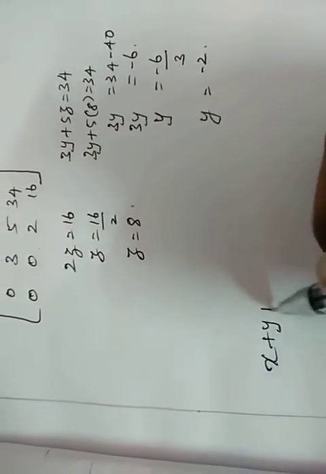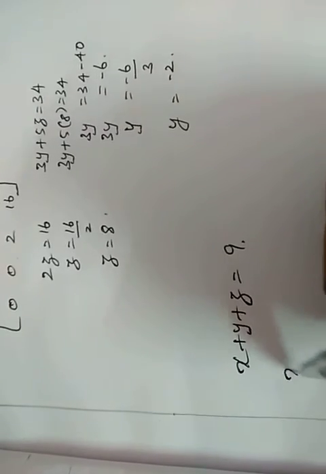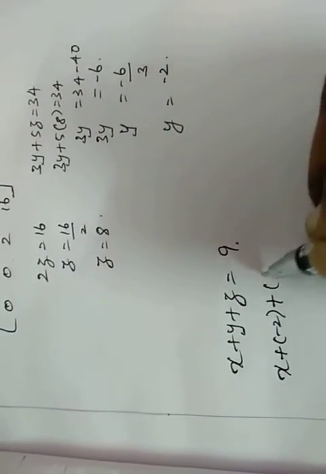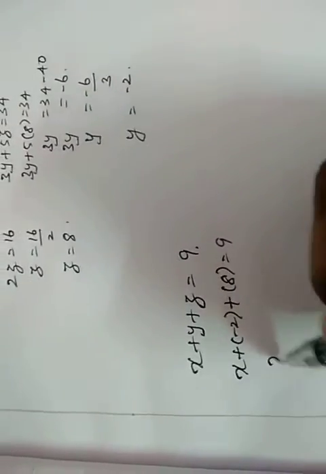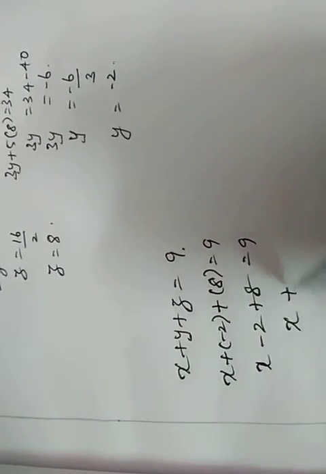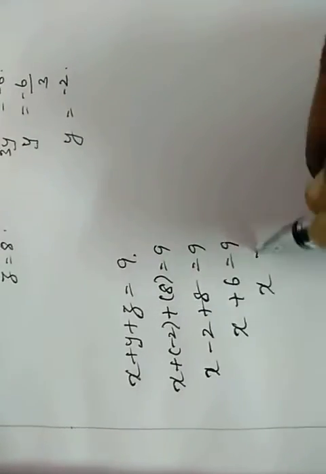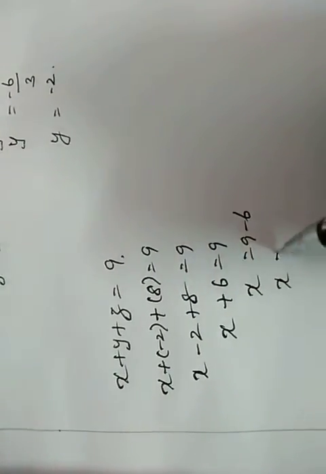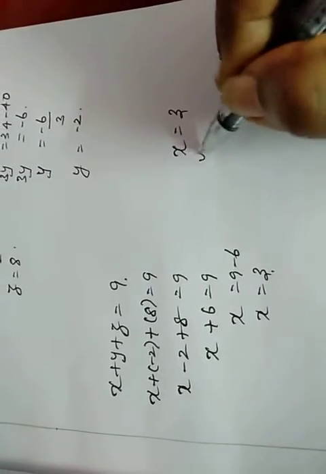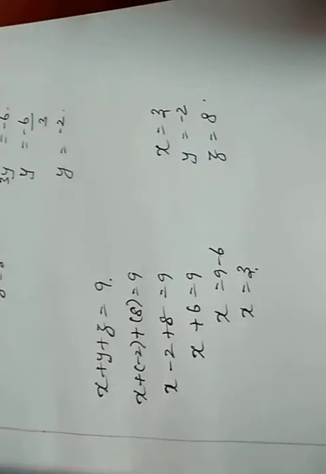And for the last one, x plus y plus z is equal to 9. So x is only what I have to find out, plus y is minus 2 and z is 8, equals 9. x minus 2 plus 8 equals 9. x plus 6 equals 9. x equals 9 minus 6. x equals 3. So I have got 3 unique values. x equals 3, y equals minus 2 and z equals 8.